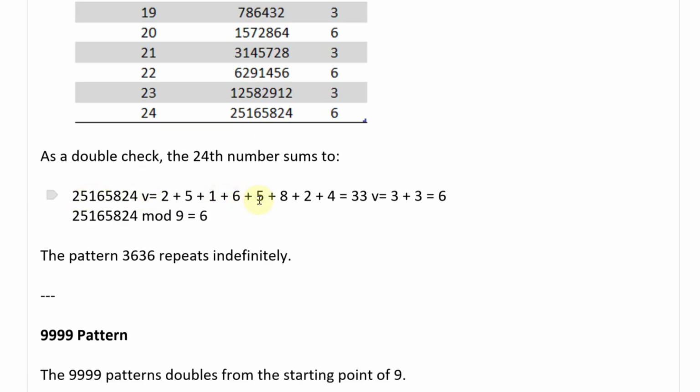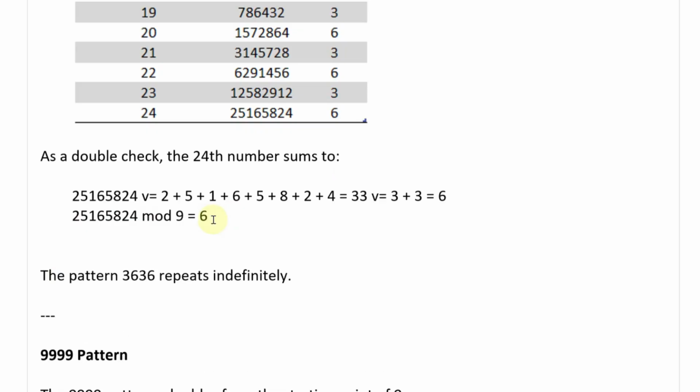2 plus 5 plus 1 plus 6 plus 5 plus 8 plus 2 plus 4. V equals to 33. 33. V equals to 3 plus 3 equals 6. Or you could go this number mod 9 6. Absolutely amazing. Or you could also do this one here.